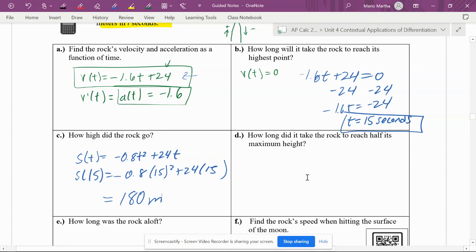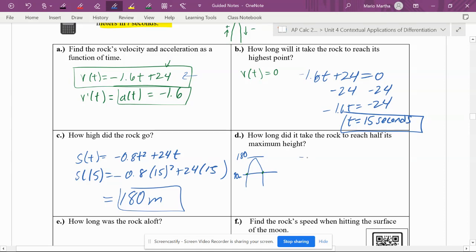For the next one, how long did it take the rock to reach half its maximum height? Half its maximum height would be 90 meters. If you can visualize this, the maximum was at 180, and now we're looking to see where it hit 90 meters, which was halfway there. Notice it's going to be at two different instances.